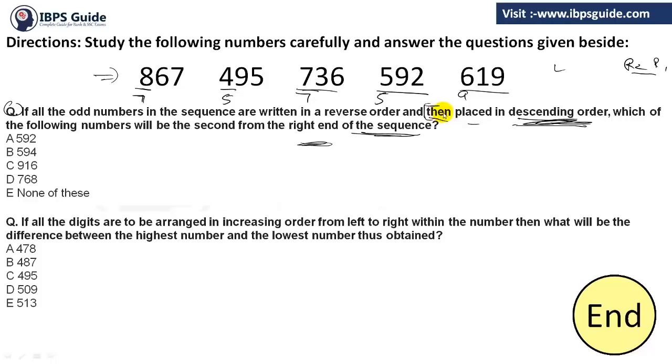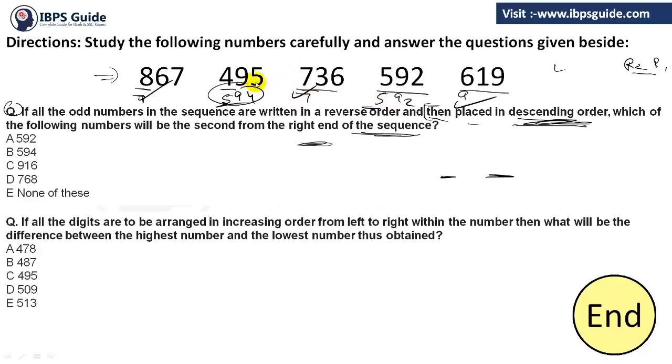Clear? Now we have to arrange in descending order. So descending order means first of all we have 9, then 7, then 7, then these 5s. But in these 5s we have to get the second from the right hand. It means not the least but the second least. Okay, so in this 594 and then in this 592, because reversing the order, so what will be the right answer?